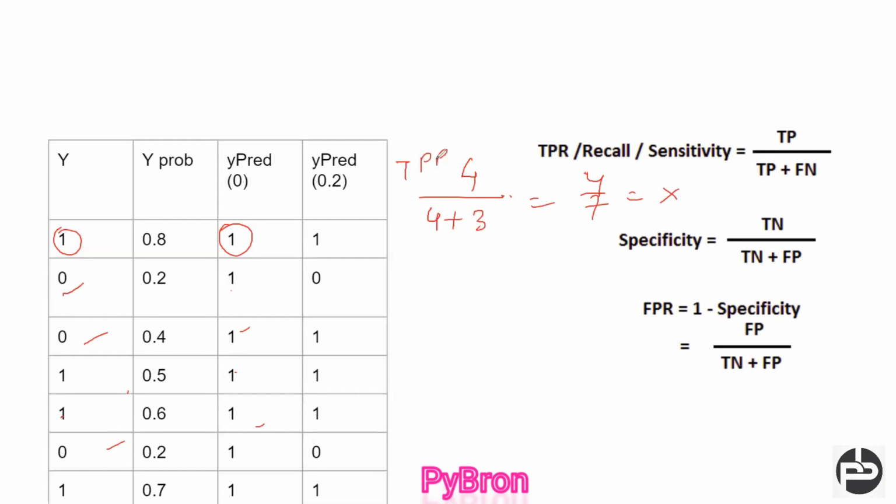This is my true positive rate. So 4 by 7 will be something like 0.3. You just keep it in your mind, you can calculate it, you have a calculator. It might be 0.3.